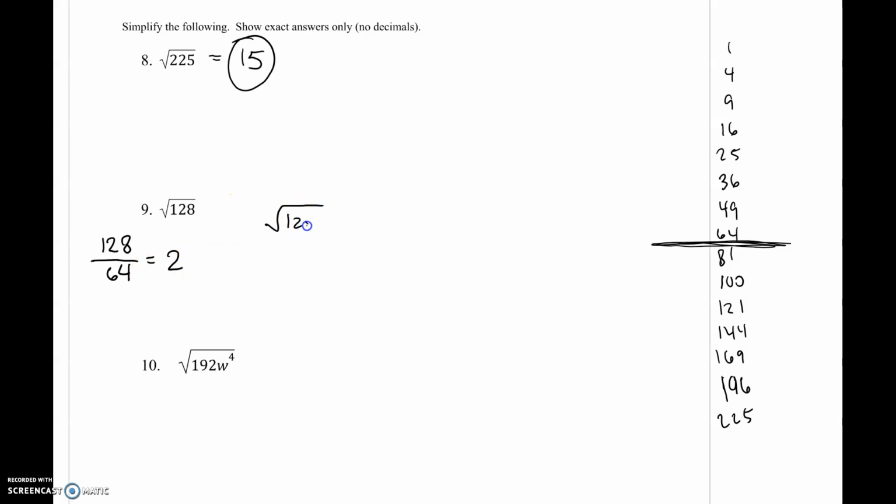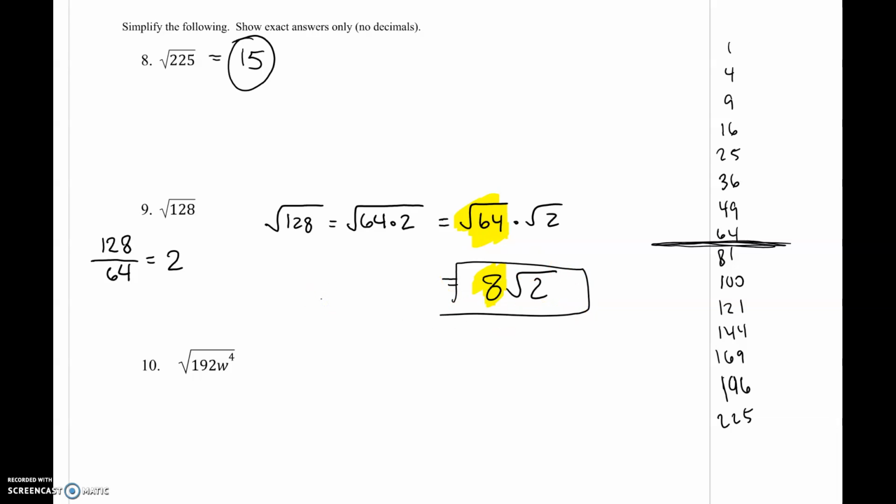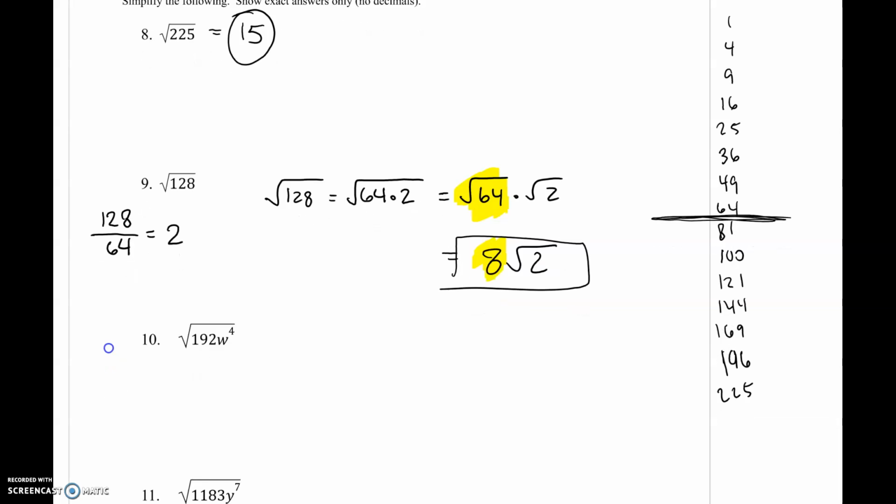So we could take the square root of 128, rewrite it as 64 times 2, which is the square root of 64 times the square root of 2. And we did that because 64 is a perfect square. And what is the square root of 64? That is 8. Square root of 2? 2 is definitely not divisible by any of the numbers on our perfect square list besides 1, and we don't care about 1. So the square root of 128 is the same thing as 8 times the square root of 2.